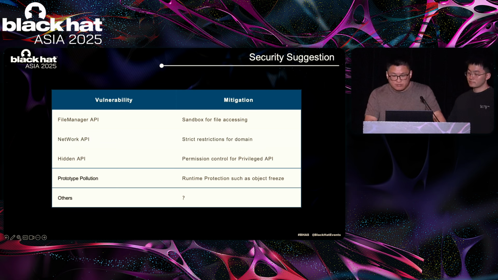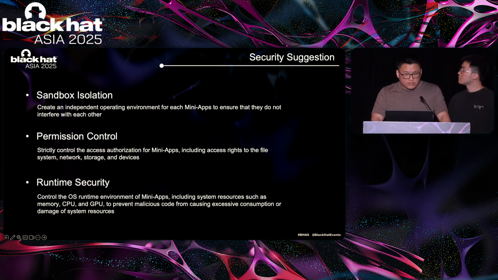Now, after understanding various attack methods, let's focus on how super apps can mitigate or fix these issues. For each identified attack method, we have provided mitigation suggestions such as domain name verification and using object freeze. Generally, these suggestions can be summarized into three core mitigation principles. First, sandbox isolation. Super apps should create independent operating environments for each mini app to ensure isolation and prevent mutual interference. Second is permission control.